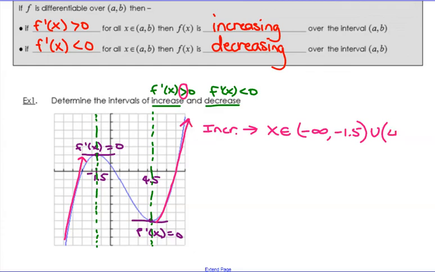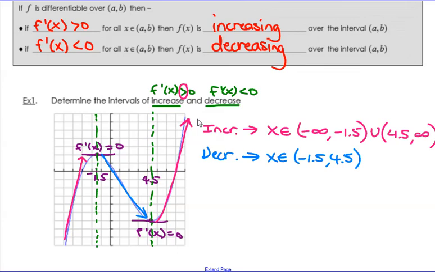Okay, also include 4.5 to infinity. And again, round brackets because you're not including the 4.5. At 4.5, you have a slope of 0. Okay, now we're going to talk about decreasing. So I think you can kind of figure it out. Negative slope is happening in the middle from left to right. Okay, so decreasing is anywhere from negative 1.5 to 4.5.